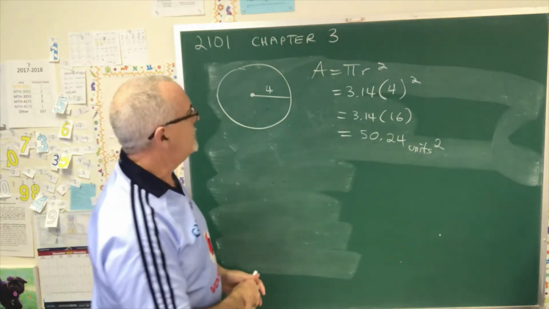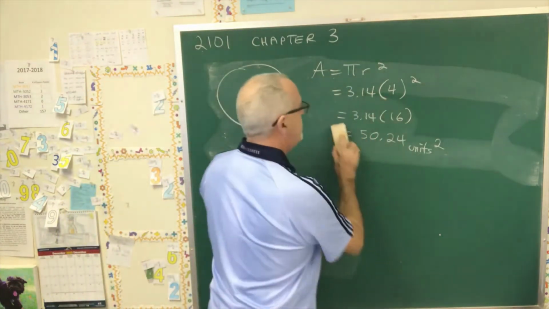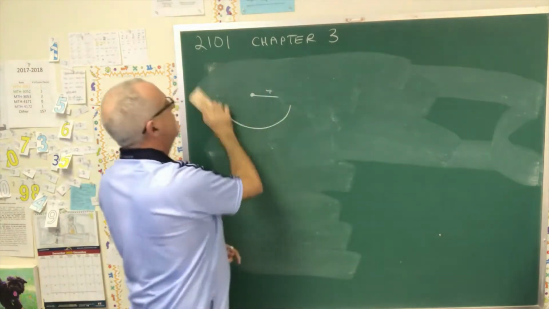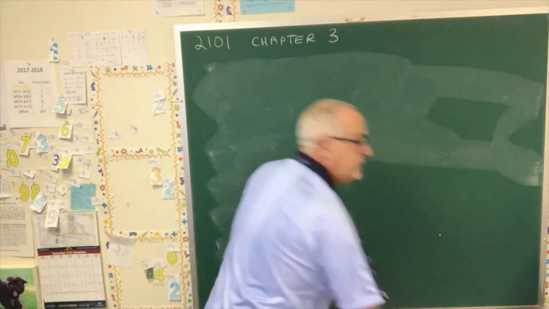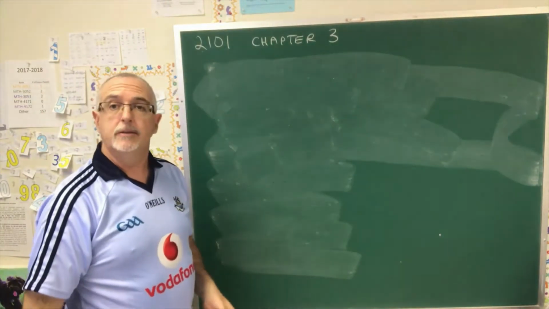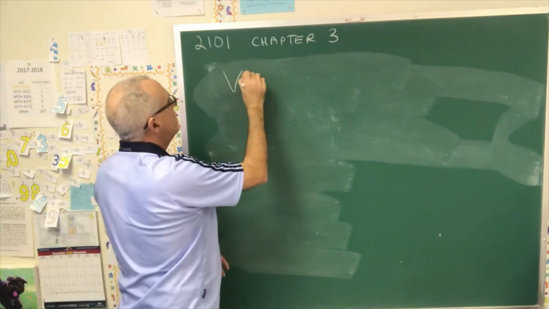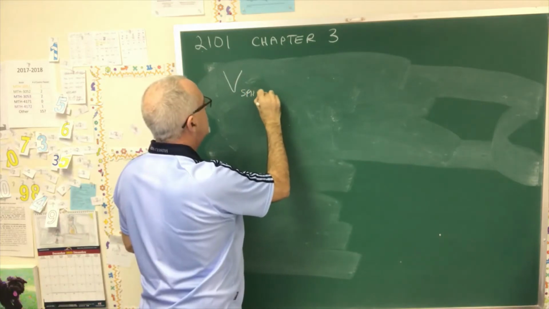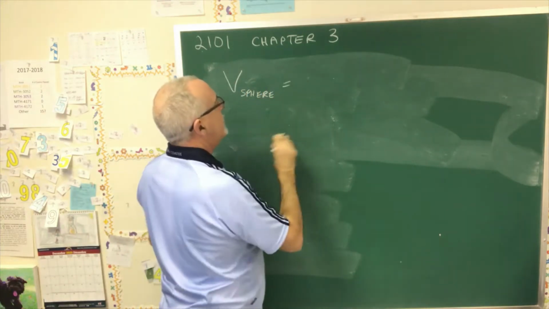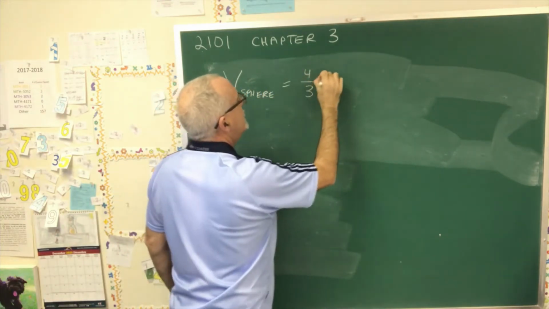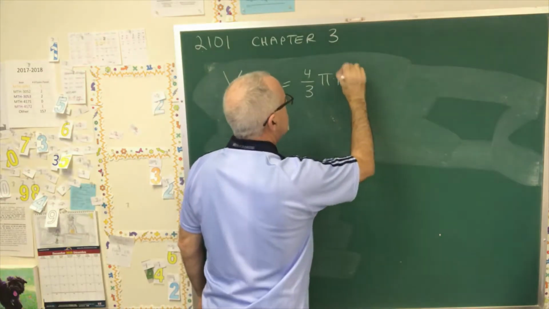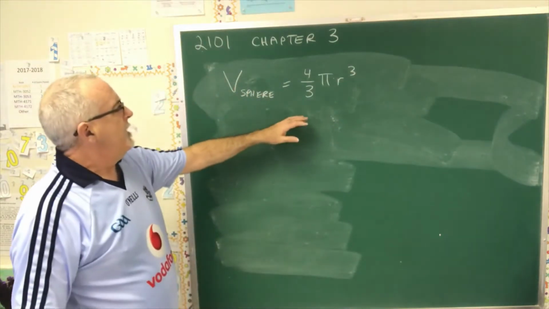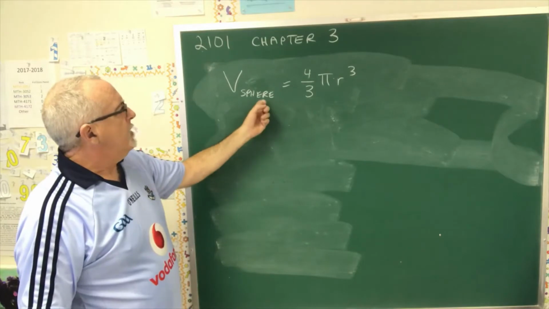How about volume of a sphere? Now, interestingly, this book isn't about geometry, but it sure is full of geometry. So the volume of a sphere formula is 4/3 pi r cubed. Look what I'm doing here.